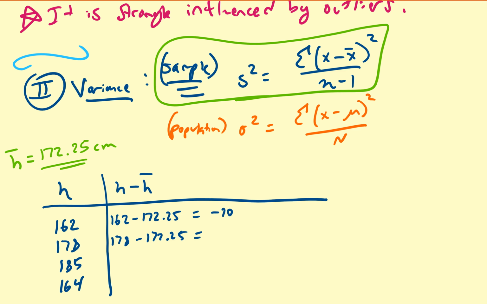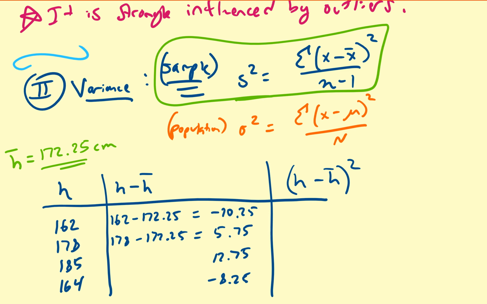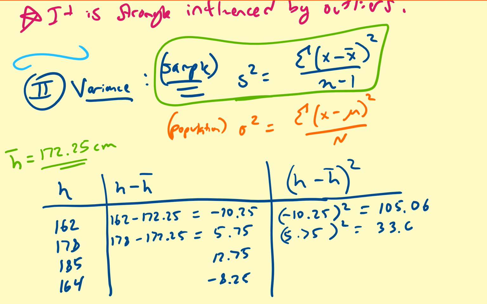So you should get negative 10.25, 5.75, 12.75, and negative 8.25 for those values. Then we're going to take those values and we're going to square them. So this is going to be negative 10.25 squared. This is going to be 5.75 squared, and so on. And you're going to get 105.06, 33.06, 162.56, and 68.06.